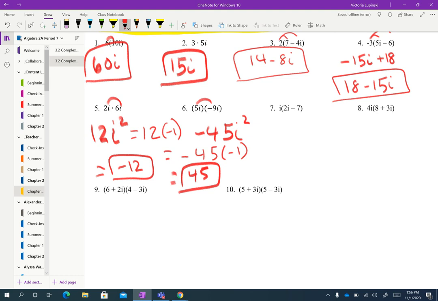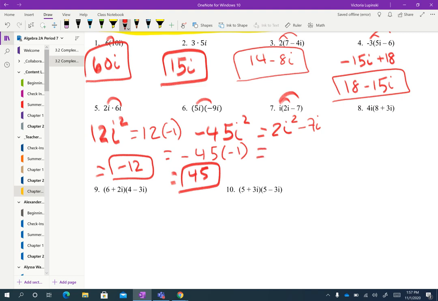Now in number 7 and 8, we're back to distributing, but now you're distributing an i, so just make sure you proceed with caution. An i times a 2i, you're going to get a 2i, add the exponents, squared, minus 7i.